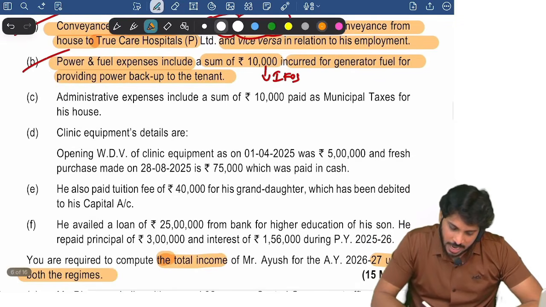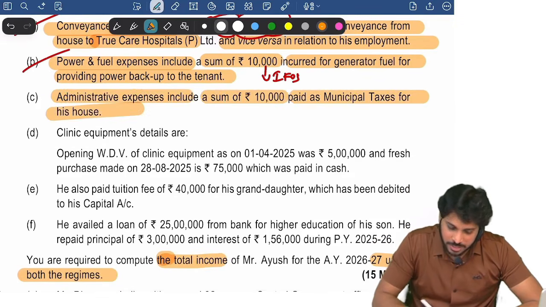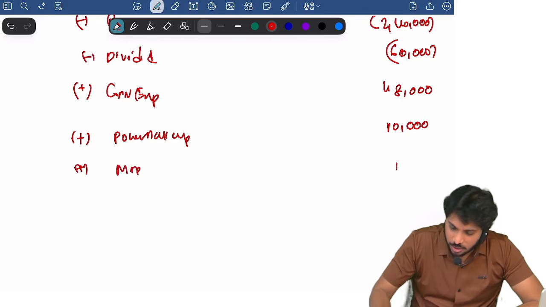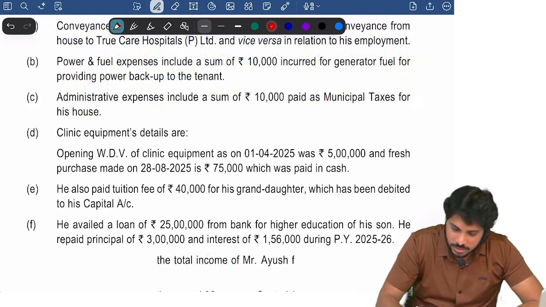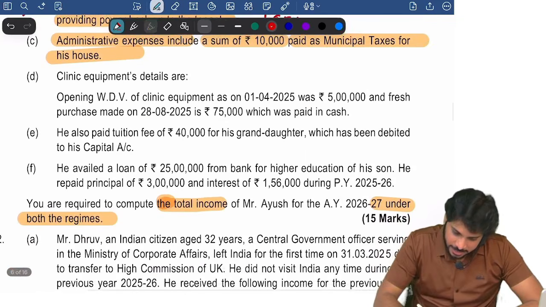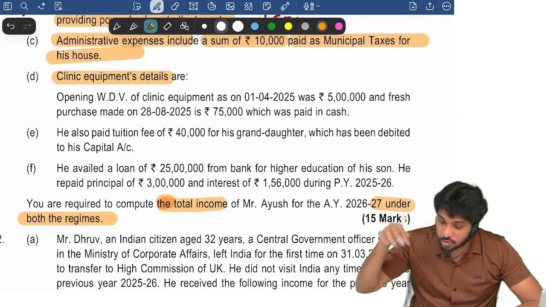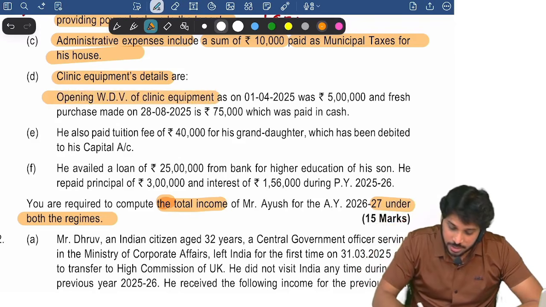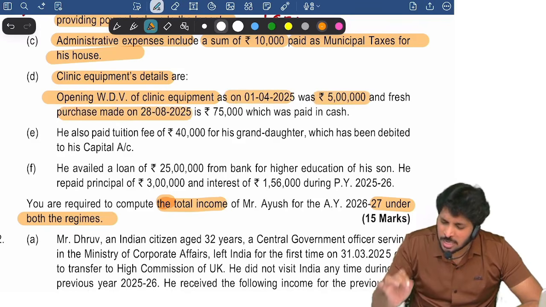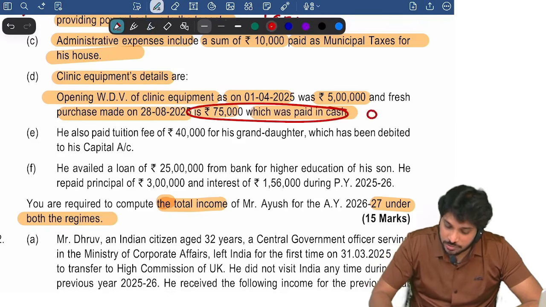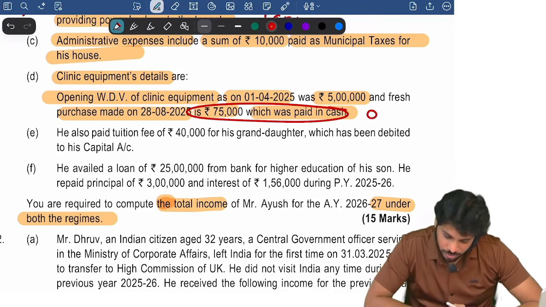Remember that. Administrative expense includes 10,000 paid as municipal taxes for the house. Okay. Add back. Municipal taxes. How much is that? 10,000. That's it. Clinical equipment details are, okay, I think in the P&L account if you see, depreciation is not there. So we should now calculate. Opening WDV of the clinical equipment was 5 lakh. A fresh purchase was made on 28th August, which is more than 10,000, paid in cash. Okay, actual cost will be 0. Yes or no? That's it.